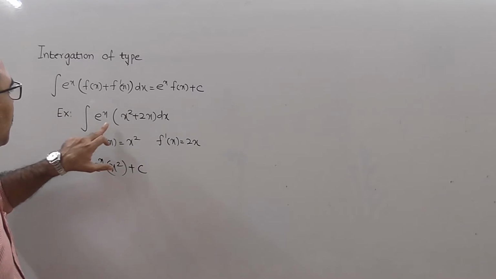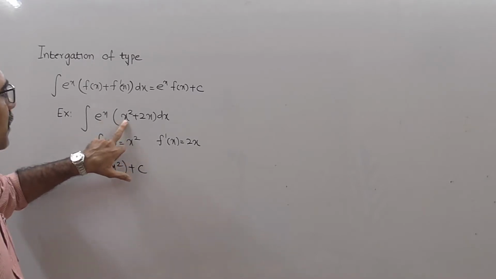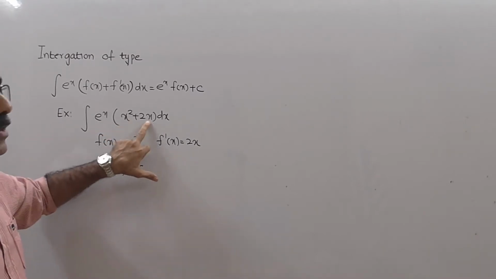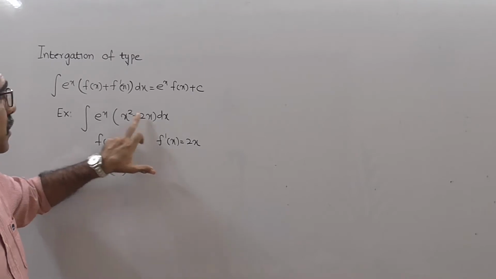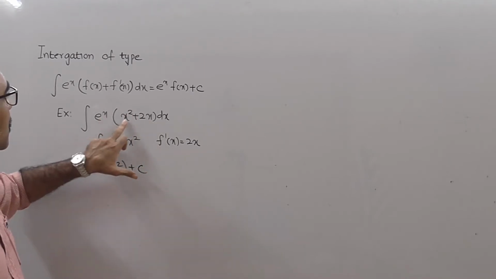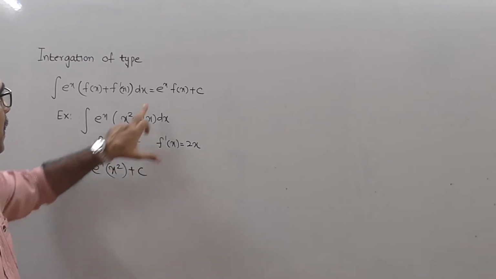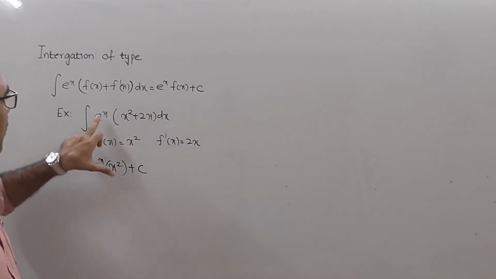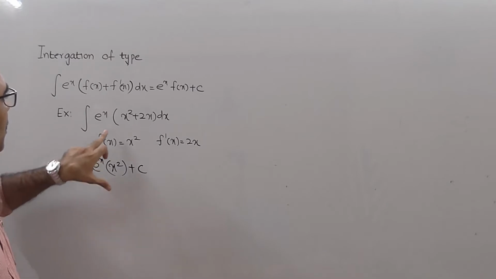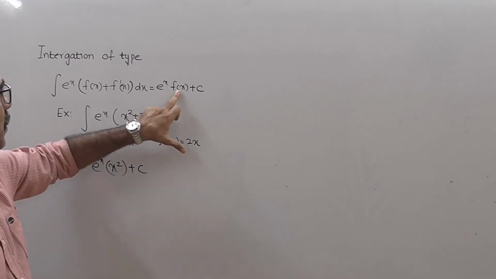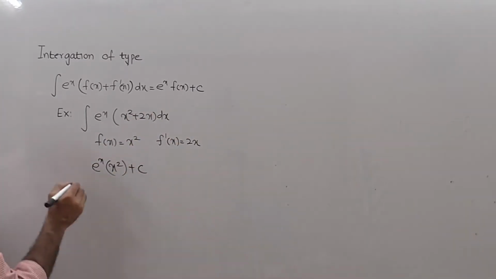It works like this: you will have e raised to x, you will have f of x, and subsequently you will have a derivative attached to that. So this is e raised to x, this is your f of x, this is your derivative f dash of x. The answer will be e raised to x f of x plus c. E raised to x will remain e raised to x. F of x, I think it is x square, so e raised to x x square plus c.